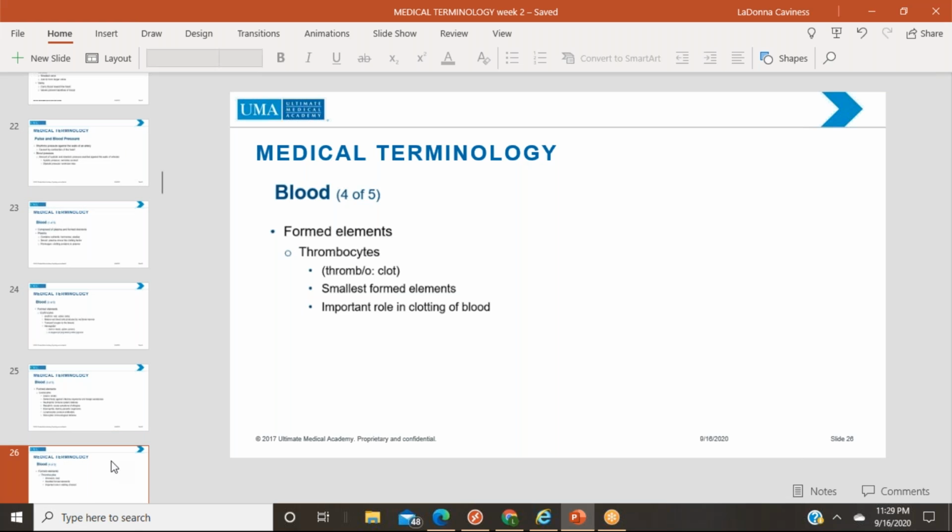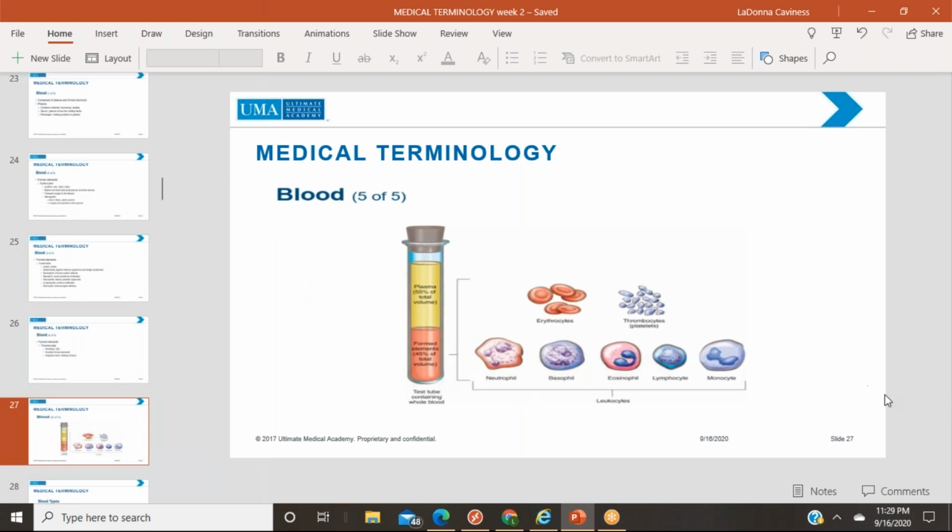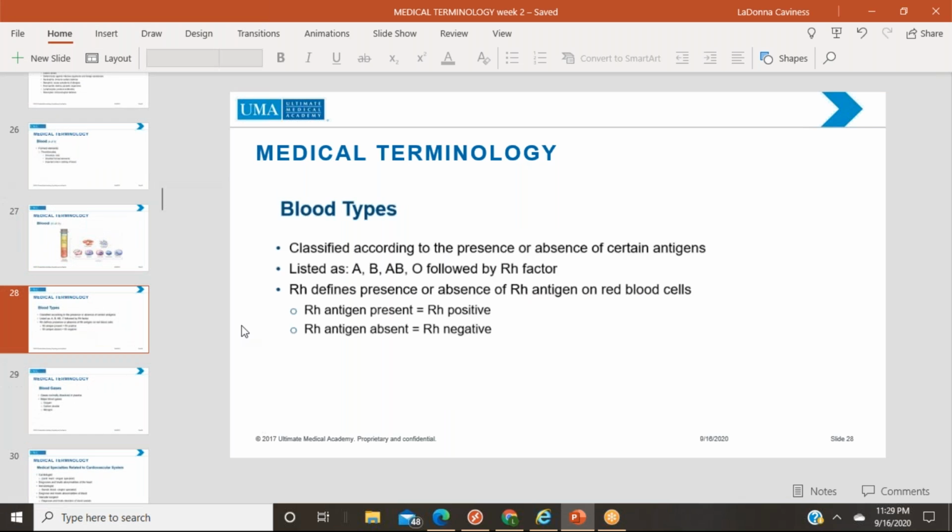Formed elements. Thrombocytes. Let's break that down. Thrombo means clot. It's the smallest formed element, and it has an important role in the blood clotting factor. And here's just a breakdown of the blood. So let's talk a little bit about that.